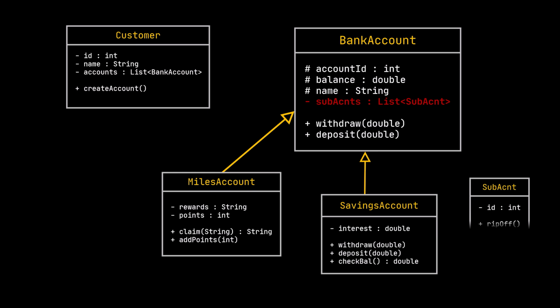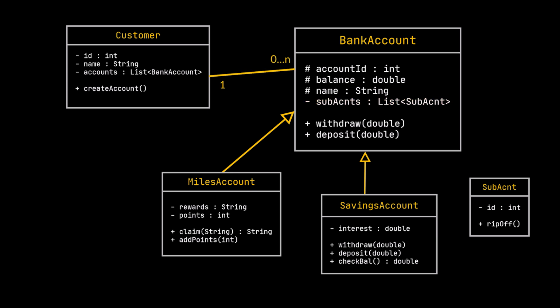Let's allow our customers to create several sub-accounts within an existing bank account. You see, these sub-accounts are not bank accounts like the savings or the miles one, they exist within the bank account class. The customer has to have an account before being able to create a sub-account. Let's lay out the relationships between our classes.